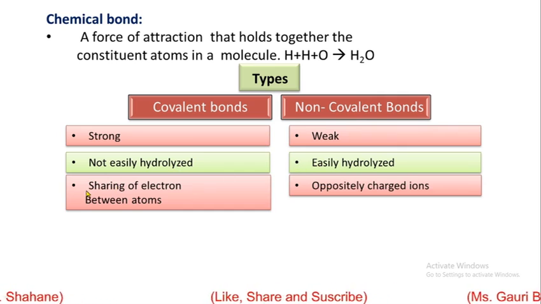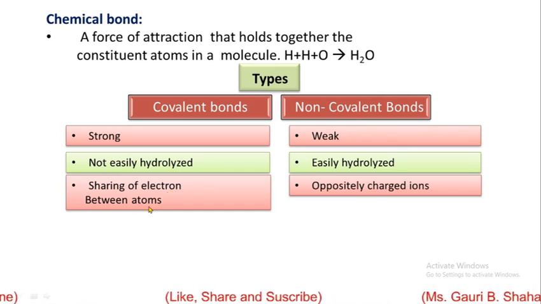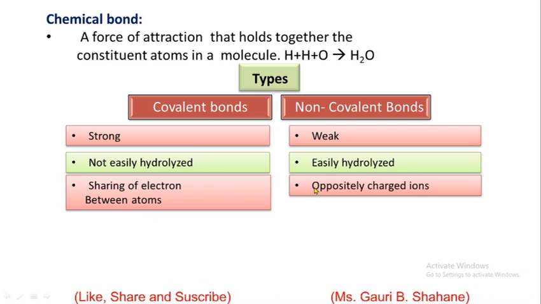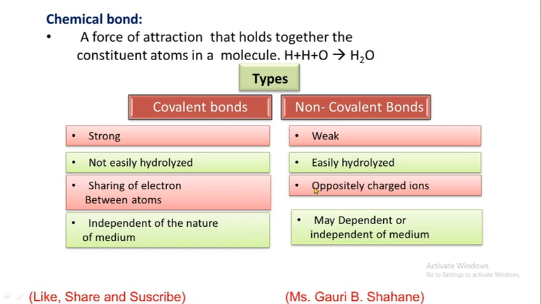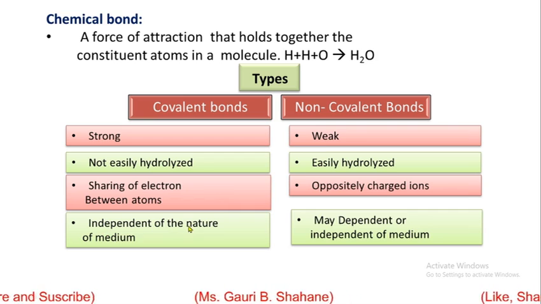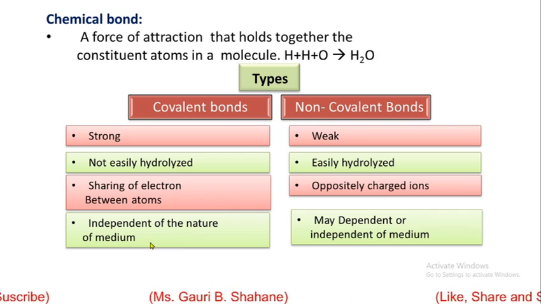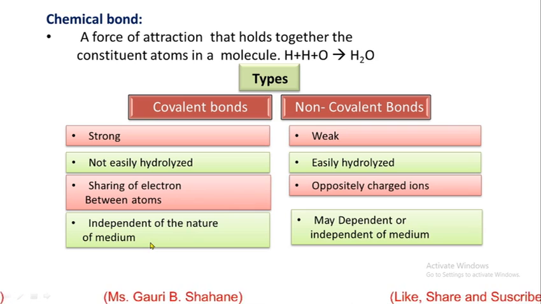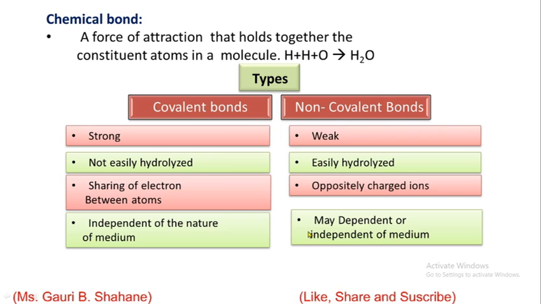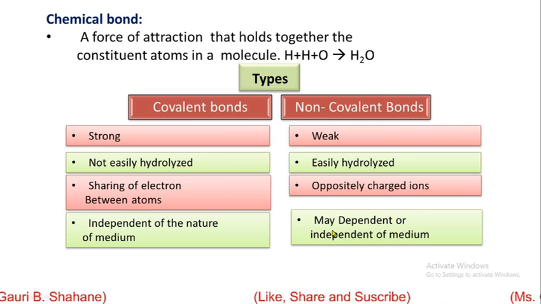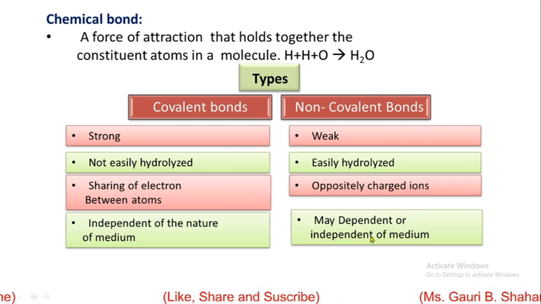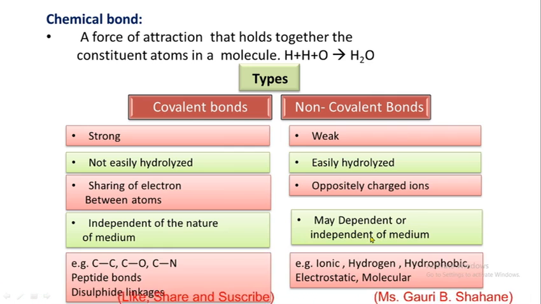Covalent bonds are formed due to sharing of electrons between atoms. Non-covalent bonds are formed due to oppositely charged ions. Covalent bonds are independent of the nature of the medium, meaning the strength of the bond is the same, either in a polar medium or a non-polar medium. Non-covalent bonds may be dependent or independent of the medium. Later on I will explain this point in detail.